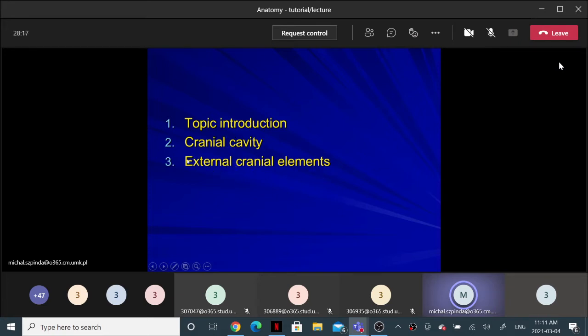Contrariwise, all external elements are paired. So we have 2 temporal fossae, 2 infratemporal fossae, 2 pterygopalatine fossae, 2 orbits, and 2 nasal cavities. And secondly, in the cranial elements, we have only components and communications.